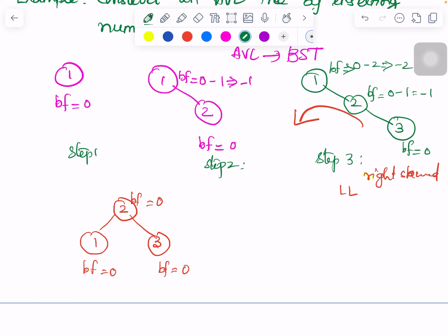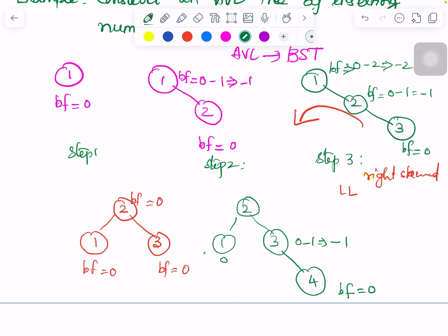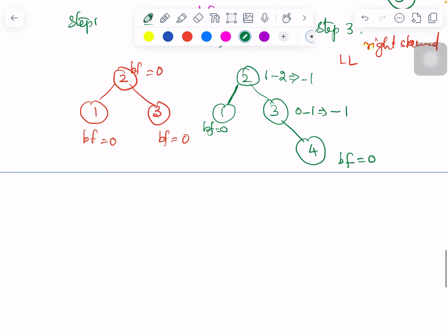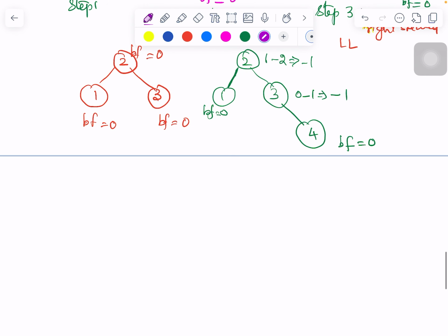So let us write the next step of inserting node 4. So 2, 1, 3, and now inserting node 4. Let us find the balancing factor. So balancing factor for node 4 is 0. For node 3, 0 minus 1, so it's equal to minus 1. For node 1, the balancing factor is 0. For node 2, left child height is 1 minus 2, so it's equal to minus 1. So all the nodes are satisfying the property of what? The AVL tree. Now let us insert the node 5.